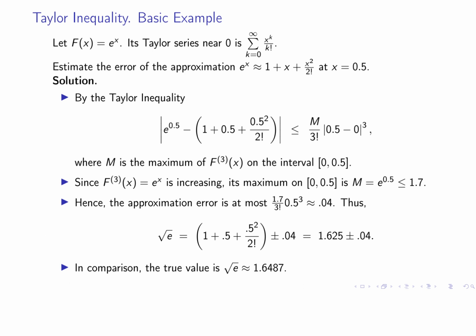All right, so the true value of e raised to 0.5 is our quadratic approximation, plus minus 0.4. So the quadratic approximation is 1.625, and we have plus minus 0.4. Now, the true value of square root of e is 1.6487. So it is indeed within our bounds that we obtained with the Taylor inequality.